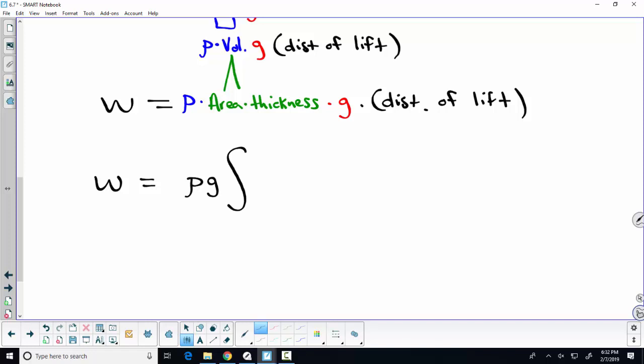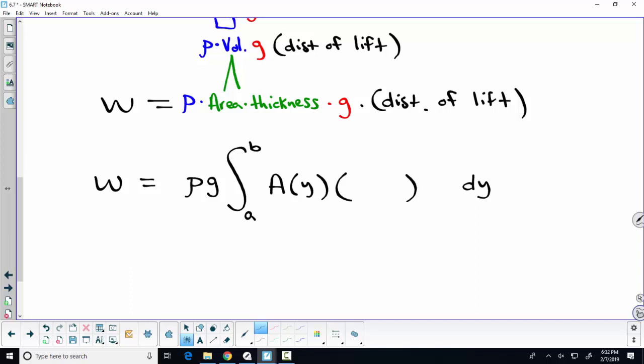And then the whole idea is that we have this formula, we slice through the container and sum all of that stuff up. So we have density times gravity times the integral from A to B. Area, we'll call capital A. That's going to vary. Thickness is going to give us our dy, the thickness of each one of those rectangles. And then the distance of lift.